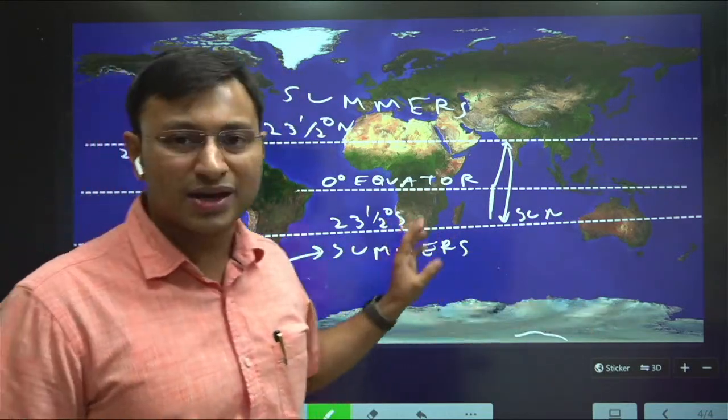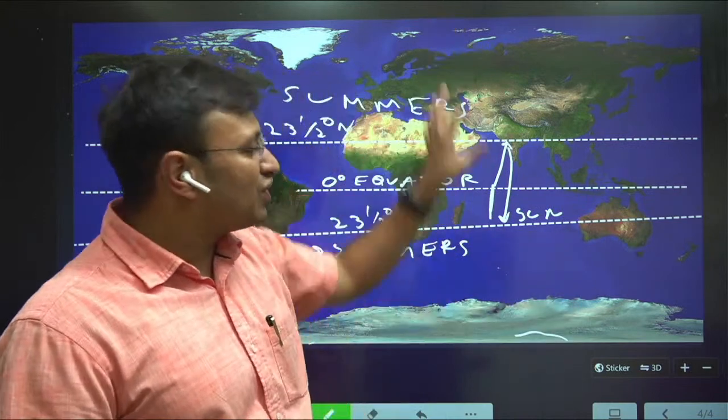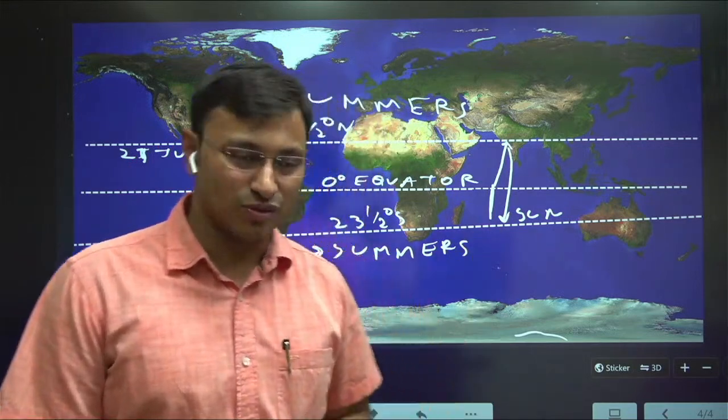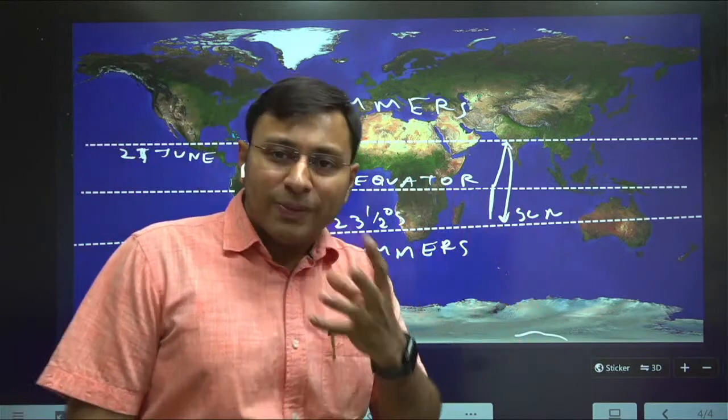There is per se no Antarctic Circle, but I will also teach you why you have never-ending days on the poles, 90 degree north and 90 degree south, and what we mean by 6 months of night and 6 months of days on poles. So I hope that you have gotten the concept of the tropics properly.